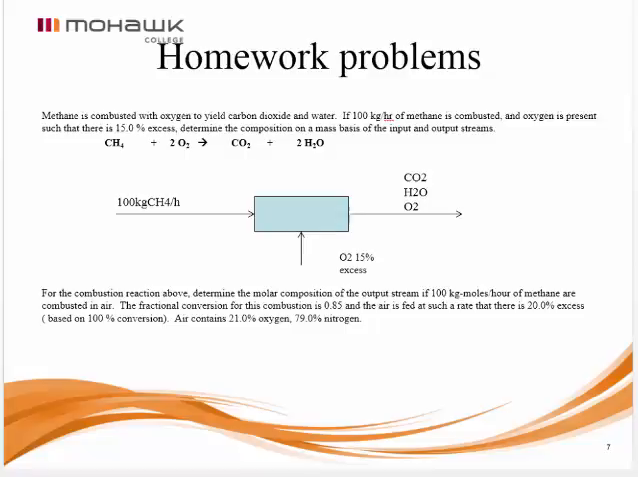For the combustion reaction shown on this process flow diagram, determine the molar composition of the output stream if 100 kg per hour of methane are combusted in air. The fractional conversion for this combustion is 85%, and the air is fed at such a rate that there is a 20% excess based on 100% conversion. Air composition is 21% oxygen and 79% nitrogen on the molar basis.